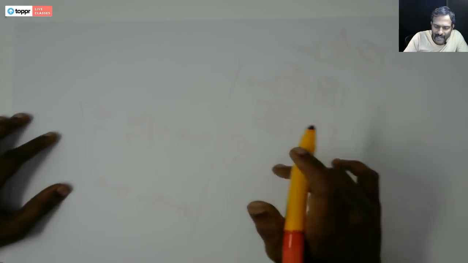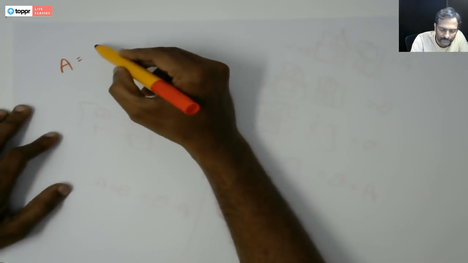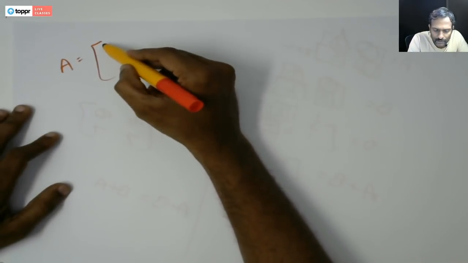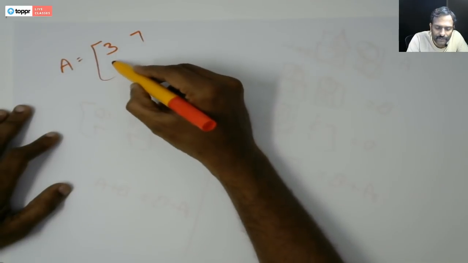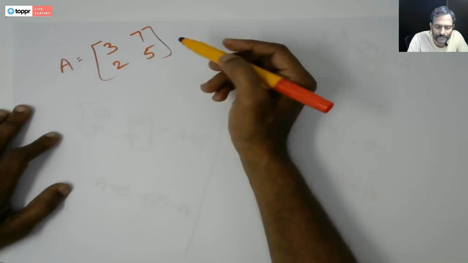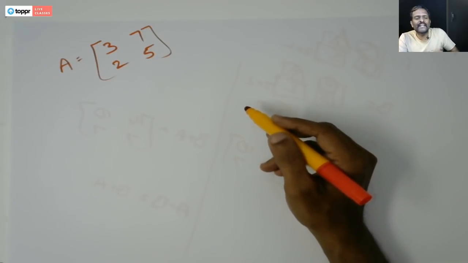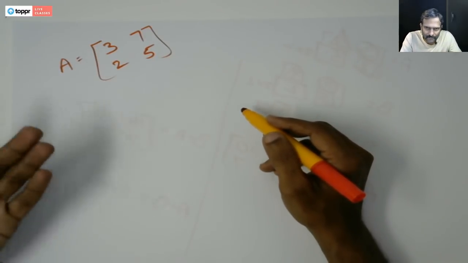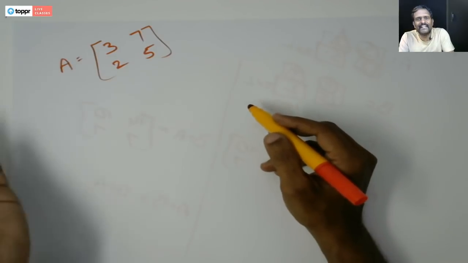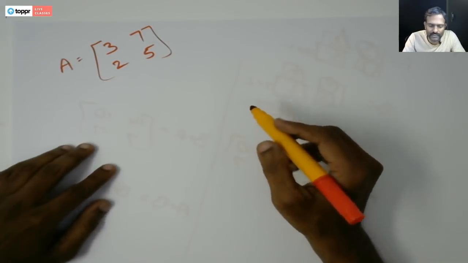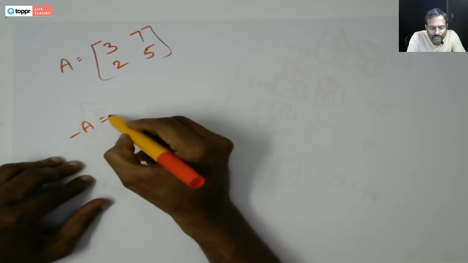Now I have a matrix, say A is equal to 3, 7, 2, 5, and I want to know the negative of this matrix. What is the negative of a matrix? It is nothing but the additive inverse of the matrix, you can also say. So I want to find minus A. So how do I do it?